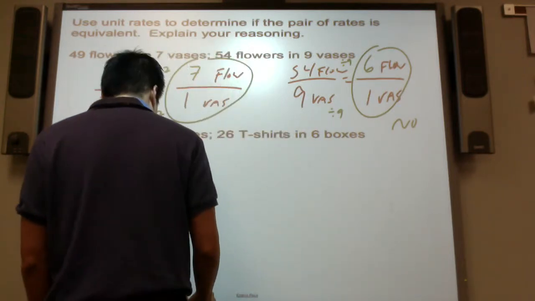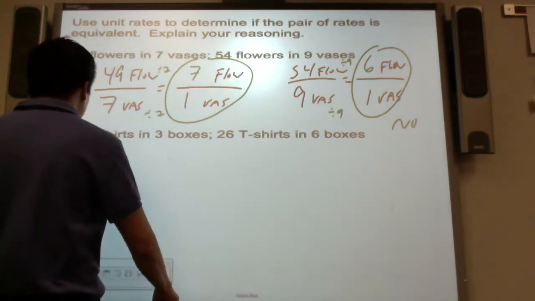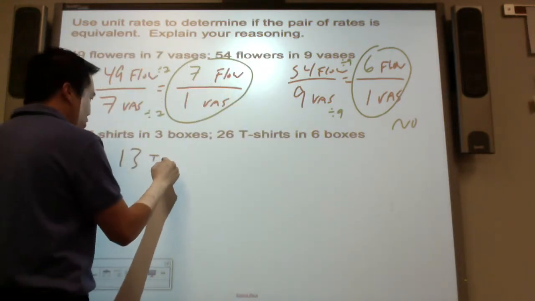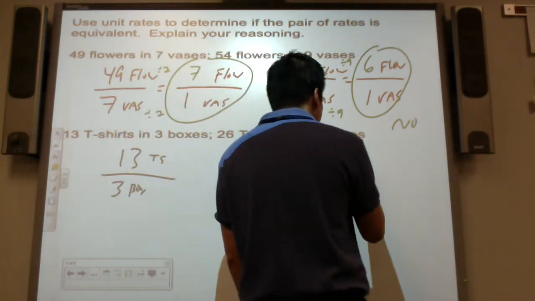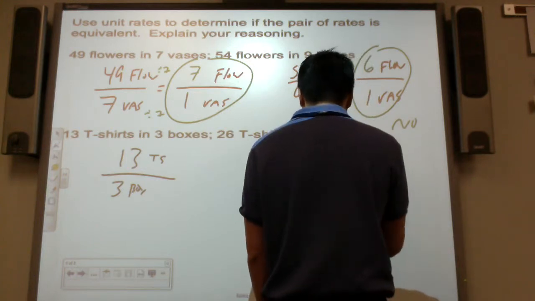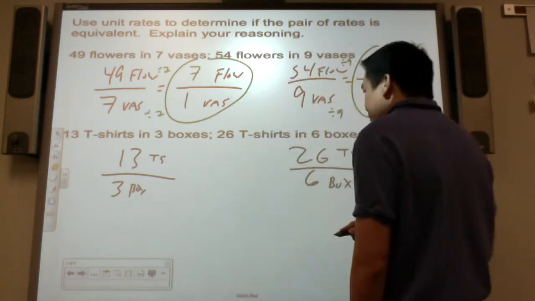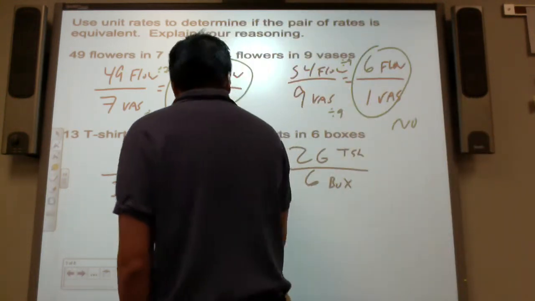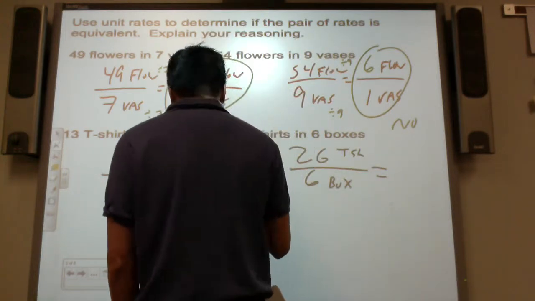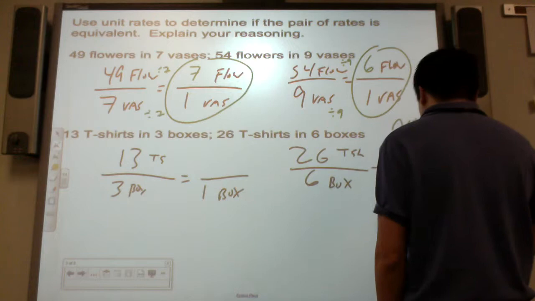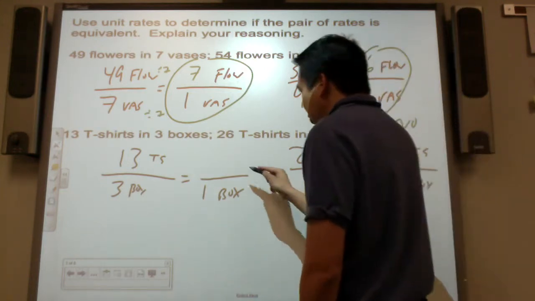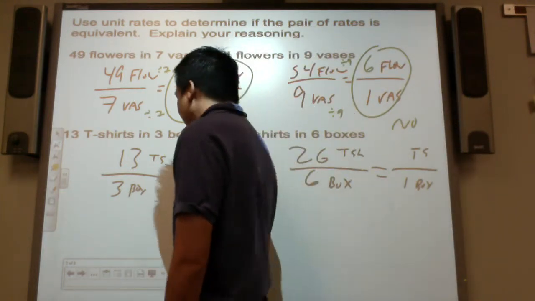What about the next example? Maybe this one is equivalent. I don't know if it is. 13 t-shirts in 3 boxes. And you have 26 t-shirts in 6 boxes. So they said find the unit rate, so we need to break it down into 1 box. Make sure you label it. Very important you label these rates.